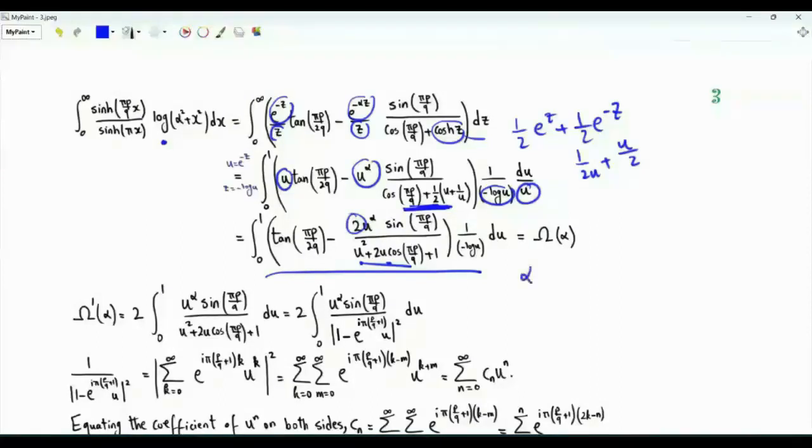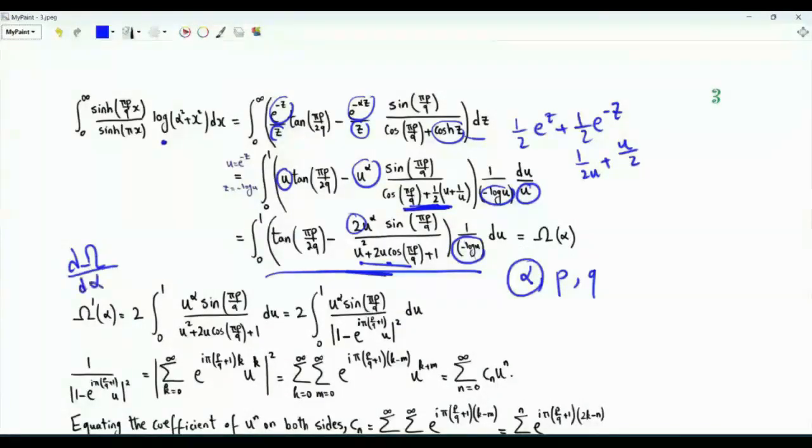Note that our integration depends on alpha and on the two positive integers p and q. But let's emphasize the dependence on alpha and define this integral as omega of alpha. Because we have this minus log u in the denominator, if we differentiate under the integral sign with respect to alpha, we get log u in the numerator, which will cancel this term here. This is exactly what we do.